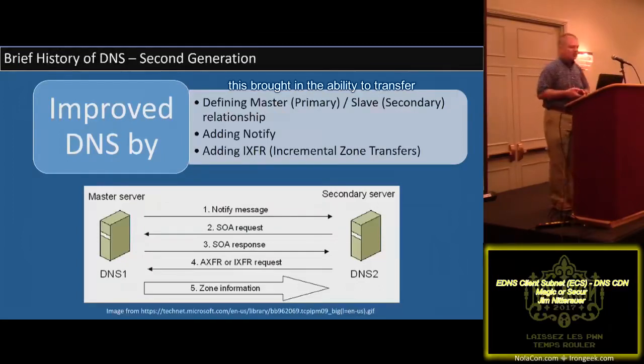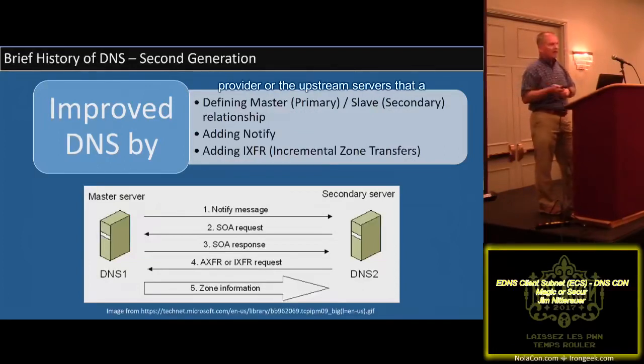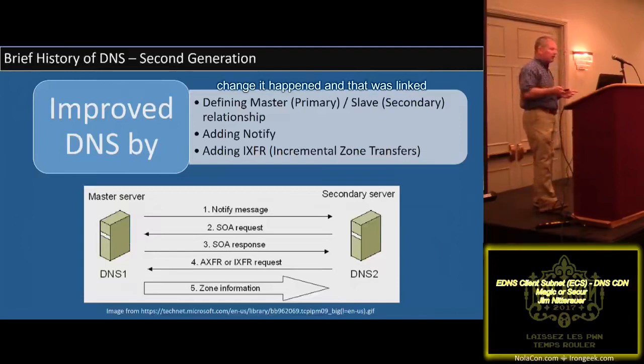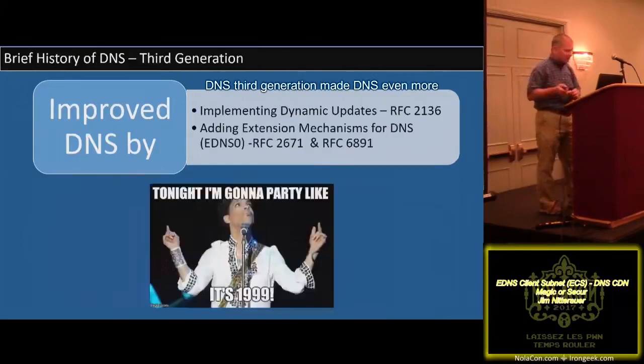There was no mechanism to transfer just one zone, meaning think domain, to the neighbor upstream. This brought in the ability to transfer one zone, one domain's set of data, to upstream neighbors. And it also defined how the transfer would happen. It added a notify telling the upstream provider or the upstream servers that a change had happened, and that was linked to a serial number in the SOA record for DNS.